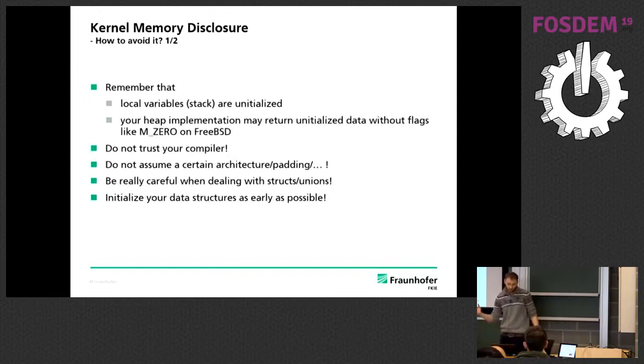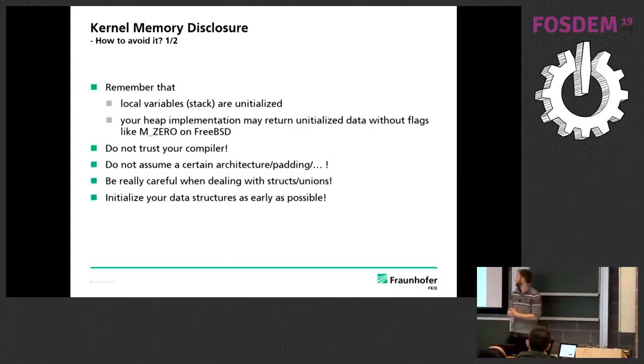So how to avoid it? Basically, if you pass data across a trust boundary, it doesn't have to be userland and kernel land, it can also be network, for example. Local variables on the stack are usually uninitialized. We don't know what's there. And your heap implementation, if you don't pass flags, for example, will be uninitialized as well. So initialize it. Don't trust the compiler at the moment.